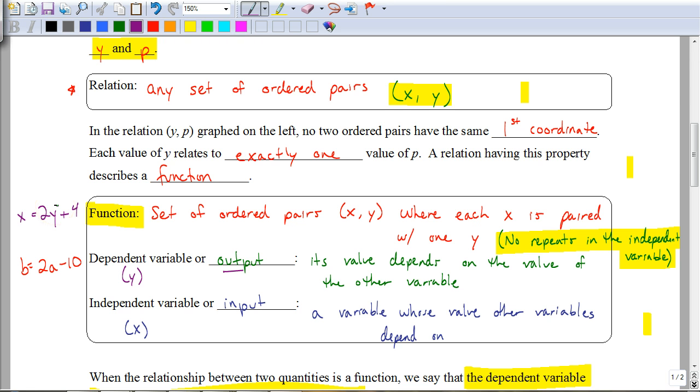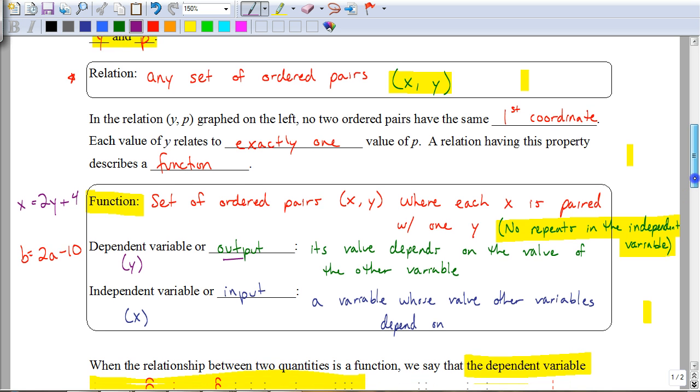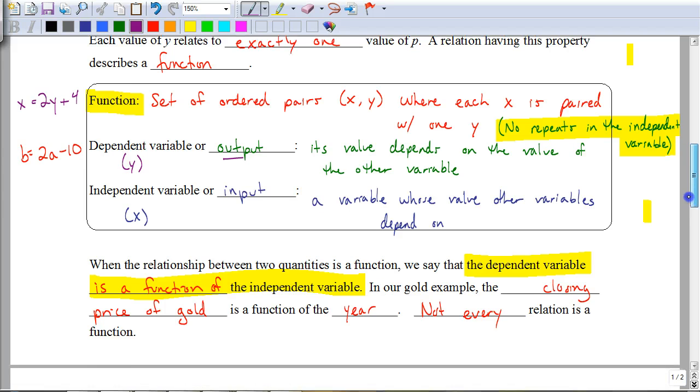Or sometimes they use different variables completely. Like here I have b equals 2 times a minus 10. In this situation, a would be my independent variable because I picked numbers for a. And my value of b, my output, would depend on those numbers that I picked for a. So b would be my dependent variable. A would be my independent variable.